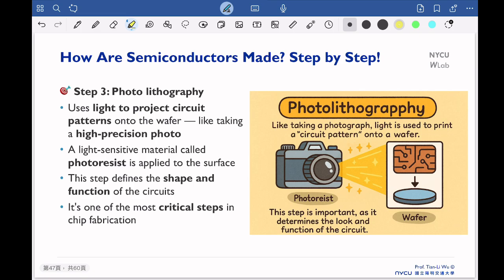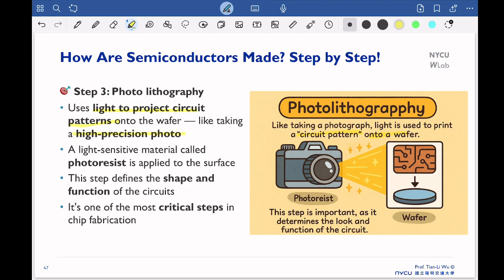And then we have the very advanced photolithography process. Just imagine this is like a photo that you take, but now we want to take a picture at an extremely small scale. Like taking a photograph, light is used to print the circuit patterns on the wafer. So we have this kind of camera that we call the photolithography process, and we print our circuit on the wafer here. So we use light to project certain patterns onto the wafer, just like taking high-precision photos here.